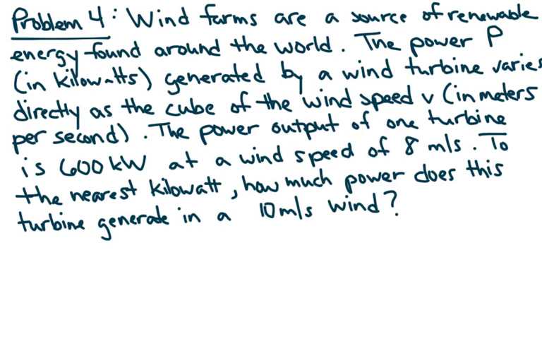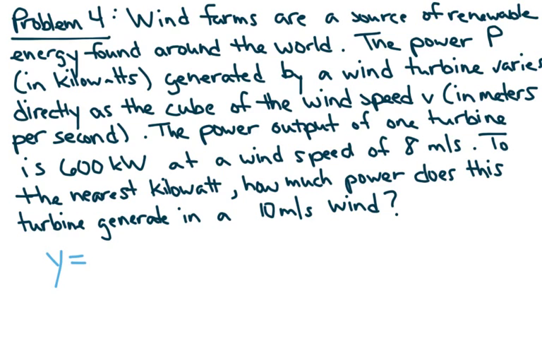Wind farms are a source of renewable energy found around the world. The power P in kilowatts generated by a wind turbine varies directly as the cube of the wind speed V in meters per second. The power output of one turbine is 600 kilowatts at a wind speed of 8 meters per second. To the nearest kilowatt, how much power does the turbine generate in a 10 meter per second wind?